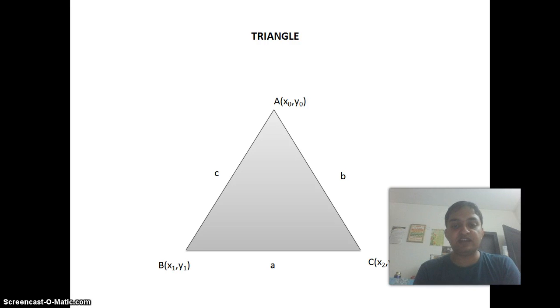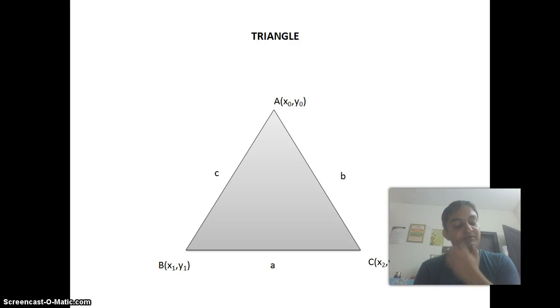So A denotes the length of side BC, B denotes the length of side AC, C denotes the length of side AB. Now here the length is actually the distance between 2 points. The side is denoted as distance between 2 points. So C is actually the distance between point A and B. A is actually distance between point B and C. B is actually distance between point A and C.